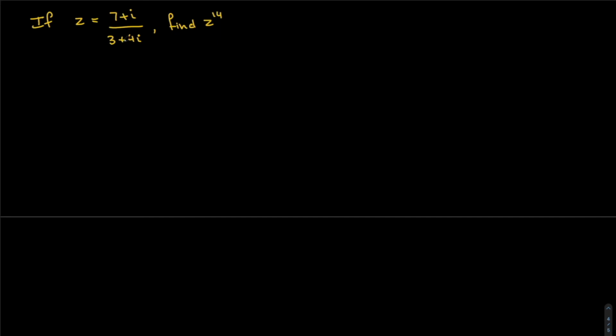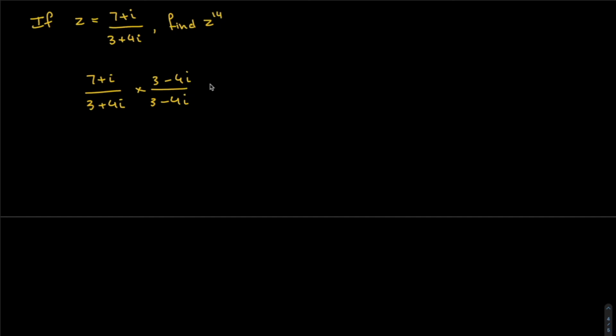So we'll multiply and divide 3 plus 4i by its conjugate. We'll get something, then we'll raise that to the power 14, and probably things will simplify and we'll get a nice answer. So let's get started. So 7 plus i, we're going to have to rationalize this. So we're going to have to multiply and divide by its conjugate, which would be 3 minus 4i. In both cases, we do that.